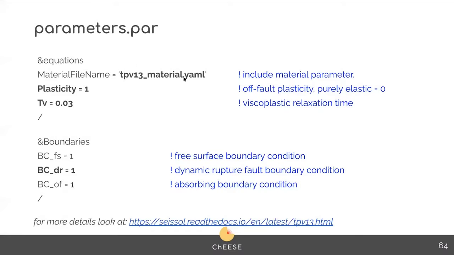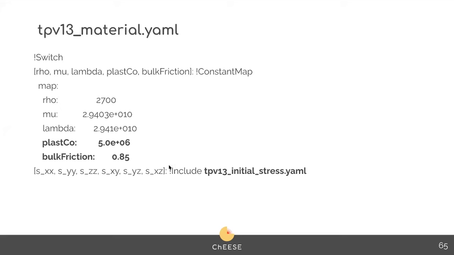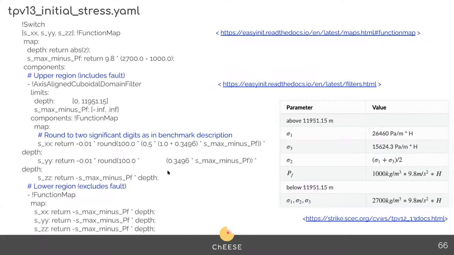In the material parameter, the YAML file is the same as Thomas introduced in the first section. Here we use the easi map to assign the elastic and the plastic parameter. And as I showed, this benchmark uses a depth dependent initial stress condition. So here, the three principal stresses, sigma one, sigma two, sigma three, will change with depth. So this is a function. And you can see, using several lines in this YAML file, we can easily assign the initial stress for the example.